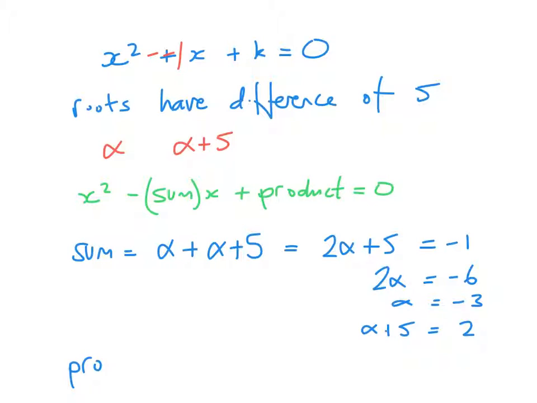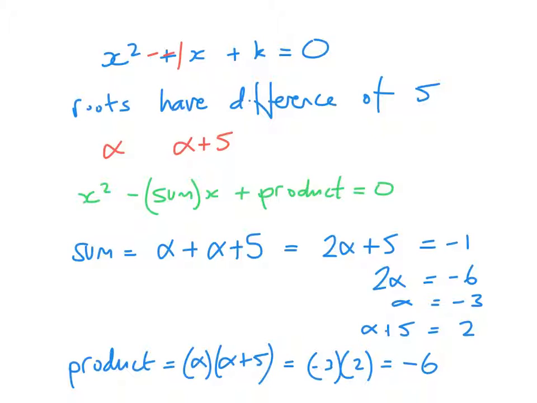And my product is the multiplication of those two numbers, and my two numbers, we found out, are minus 3 and 2. So if I multiply them together, I get minus 6. So we can see here that minus 6, which is my product value, is the number we add on the end as the constant, so my k must be equal to minus 6. And my full quadratic is x squared plus 1x minus 6 equals 0.